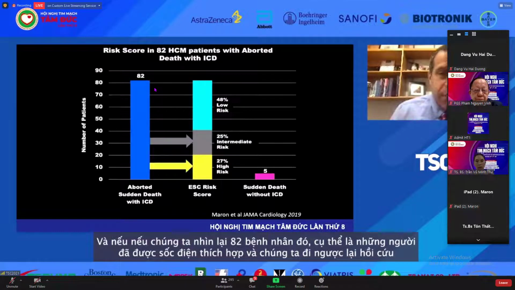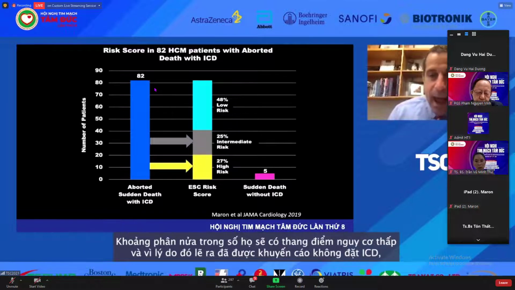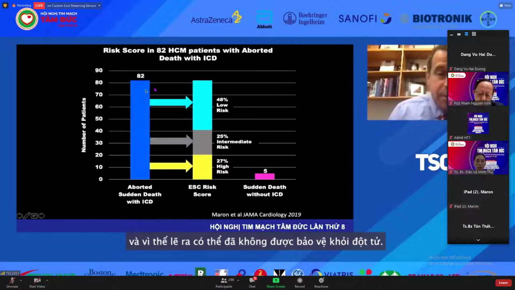And if we look at those 82 patients then, specifically, who had an appropriate therapy, and we go back retrospectively and apply the risk score to those patients at the time that ICD decision-making was being discussed, about half of them, 50%, would have had low risk scores, and therefore, for that reason, would have been assigned an ICD recommendation for no device, and therefore may have been unprotected from sudden death because of that.